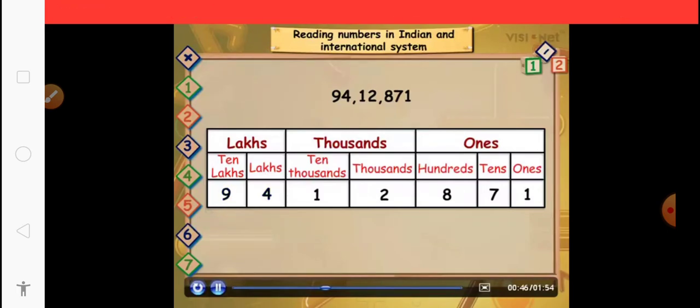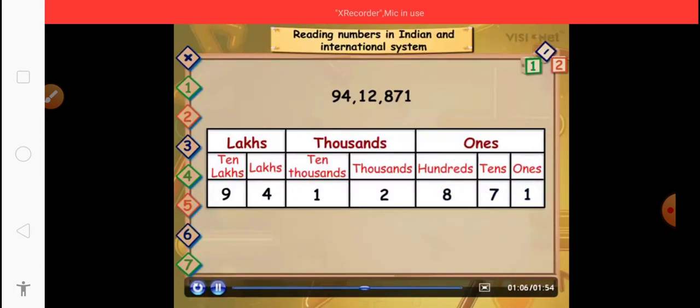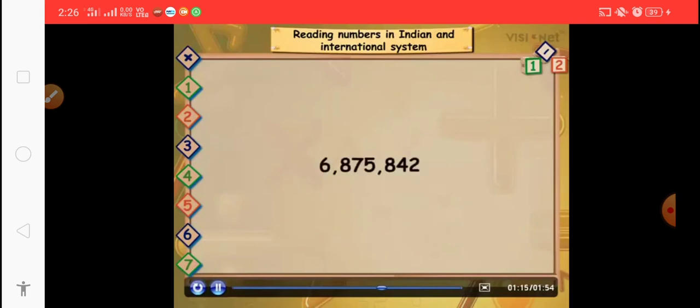Let's now move to thousands period. So what number you see? It is 12. So we read it as 12 thousands. And the number in ones period is 871. And we read it as 871. So now we can read the given number as 94 lakhs 12 thousand 871. But how do you read the number in the international system?